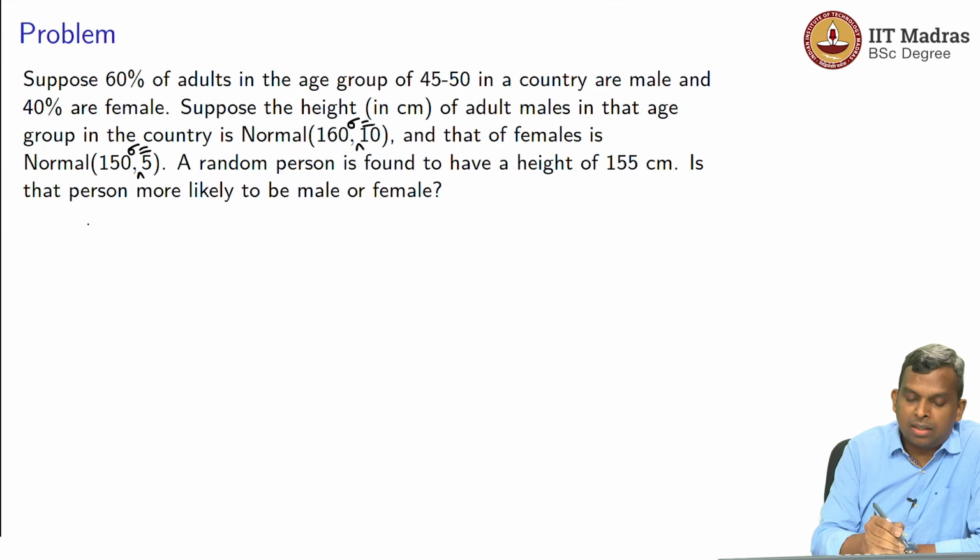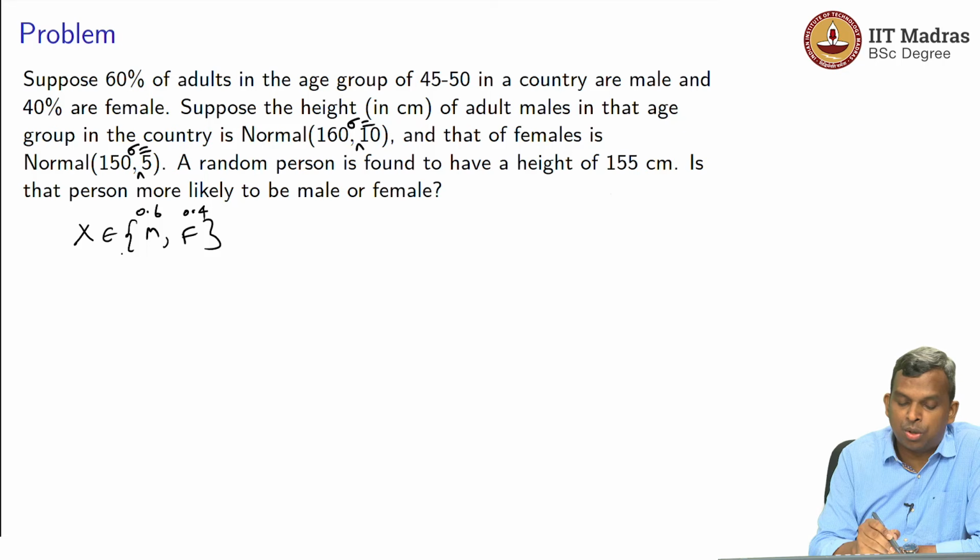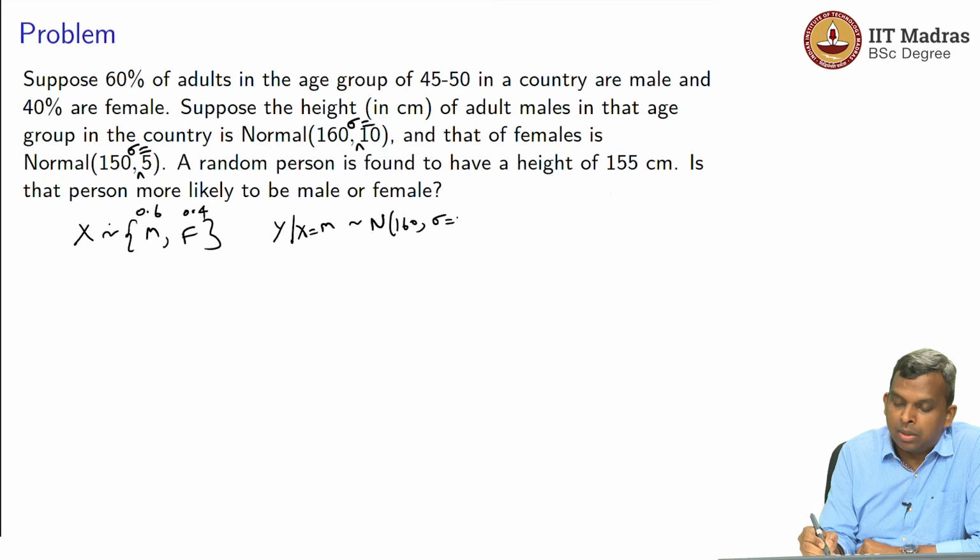Okay. So what is the question here? X is, let's say, the sex of the person. It takes two values, male and female, male with 60% probability and female with 40% probability. That's the distribution of X. Now Y is the height. Given X equals M, Y is normal with mean 160 and sigma equals 10. And Y given X equals female is normal with mean 150 and sigma equals 5.